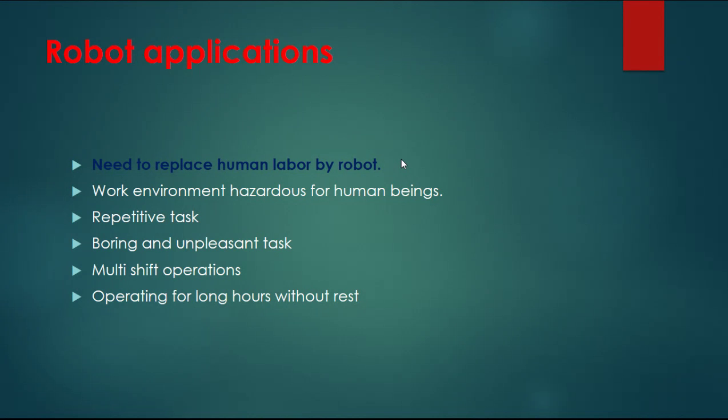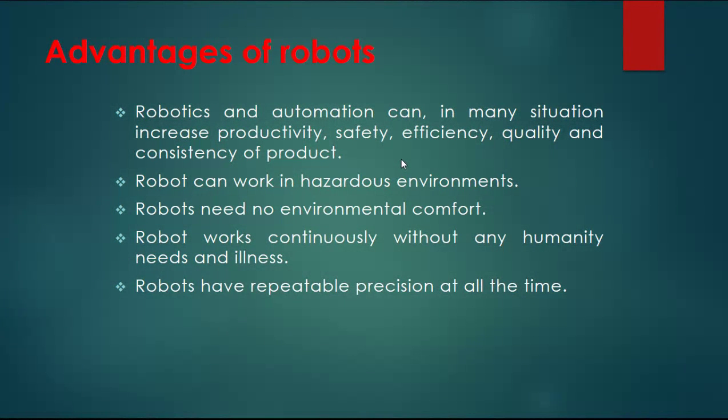Here you can see the distinct advantages of the robots. A robot and automation can in many situations increase production, productivity, safety, efficiency, quality, and consistency of the product. So this is one overall advantage. The first line is showing it in brief. Then the second advantage: a robot can work in hazardous environments, as we have seen earlier. A robot does not need environmental comfort. No need for environmental comfort for the robots.